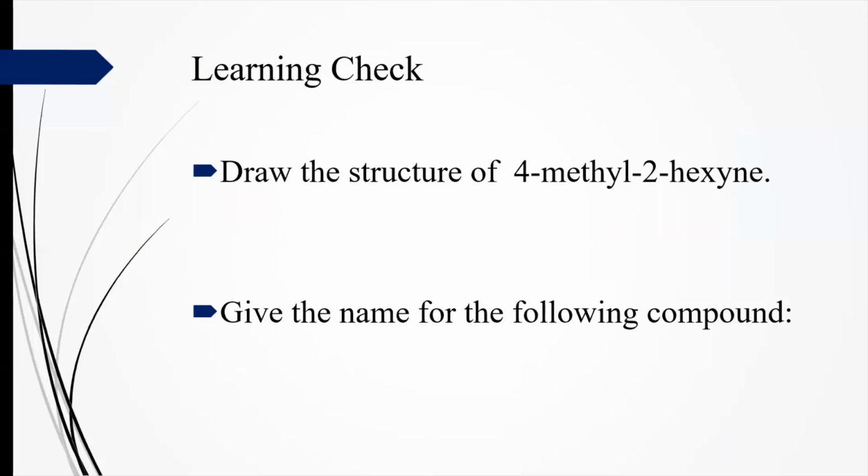This is our methyl and our hexyne. So we should draw it out. So for methylhexyne, hexyne should be 6 long. So 1, 2, 3, 4, 5, 6. I always like to number these first off.